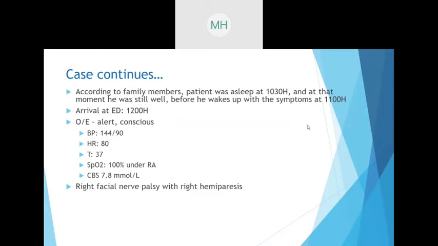So what do you want to do next? Does anyone want to answer the question? Amino, you are our favorite person. Do CT with ECG. Okay, so you were going to do CT and ECG for this patient.